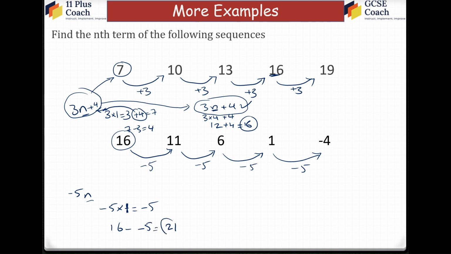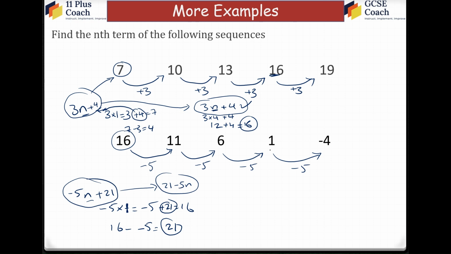So that means I need to add 21 to this. So minus 5 plus 21 gives me 16. So that plus 21 is the additional part to minus 5n. So minus 5n plus 21 is the nth term of this sequence. It can be written as 21 minus 5n. It doesn't really matter as long as you put the negative for the 5 and not the 21. You can double check to see if this works.